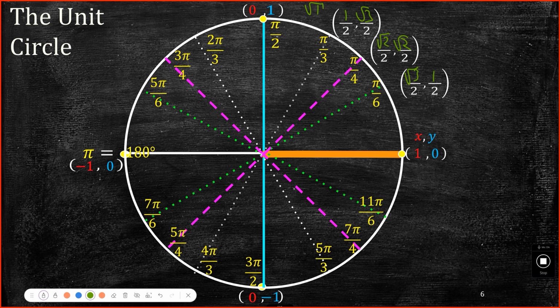And now, how do I get the rest of these? Well, we know that the x is negative on the left. So all the x's are going to be negative. All these ones are going to be negative, where the y's are going to be positive because they're on top. All right? Watch.